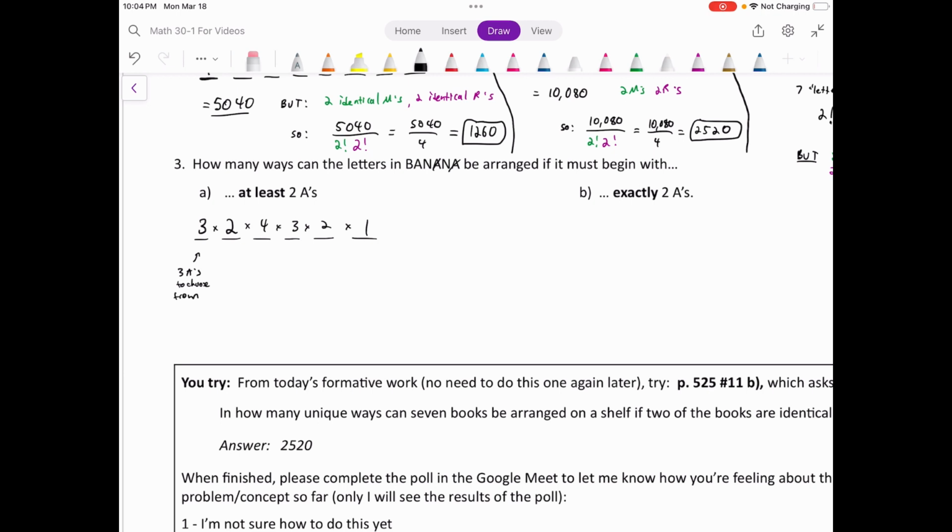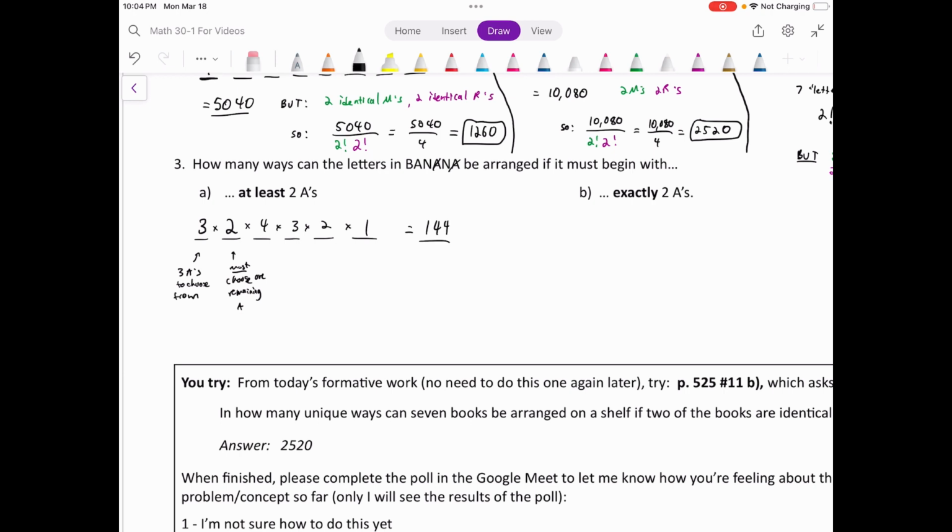So 4 times 3 times 2 times 1, right? 3 A's to choose from. Must choose the remaining A, or 1 remaining A. And then from then on out, we can do whatever we want, right? Choose any of the 4 we want. So what we've got here is 3 times 2 times 4 times 3 times 2 times 1, right? What that comes out to is 144.